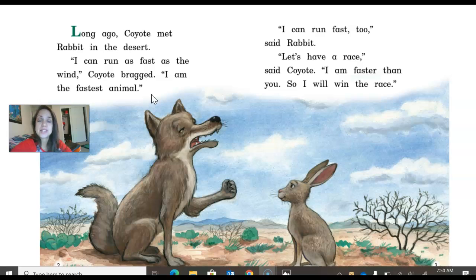So what do you think is going to happen? Yeah, they will have a race. Find the word race on page 3. If you notice race, here it is. And look, it has that vowel pattern that we've been working on. The magic E makes that A say its name.